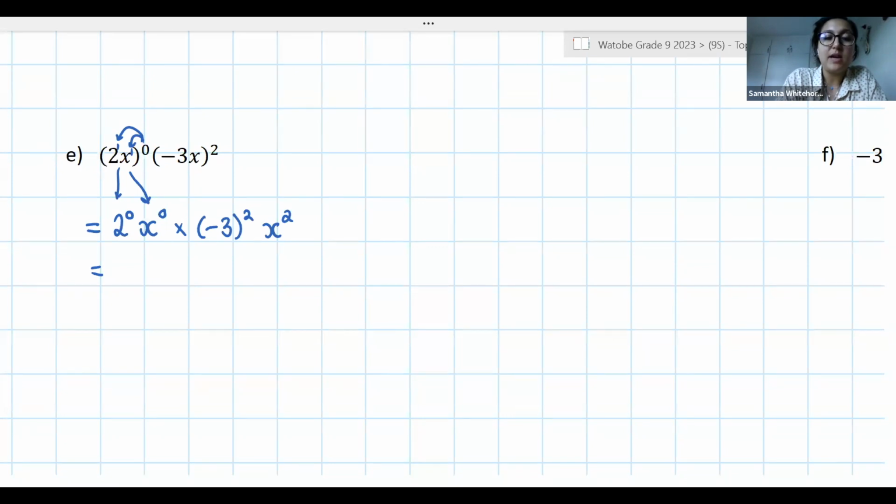It's -3 squared, but guys, really importantly, that negative is inside the bracket. So we need to remember to keep it inside the bracket. And so it's distributing to both exponents again. So x squared as well. 2 to the power of 0 is 1. X to the power of 0 is 1. -3 squared is +9. And x squared is x squared. Now 1 times 1 times 9x squared doesn't change anything. So we have 9x squared as our final simplified answer.